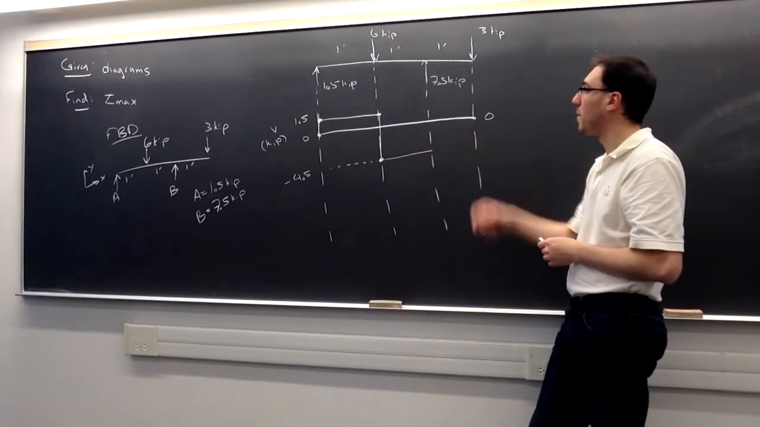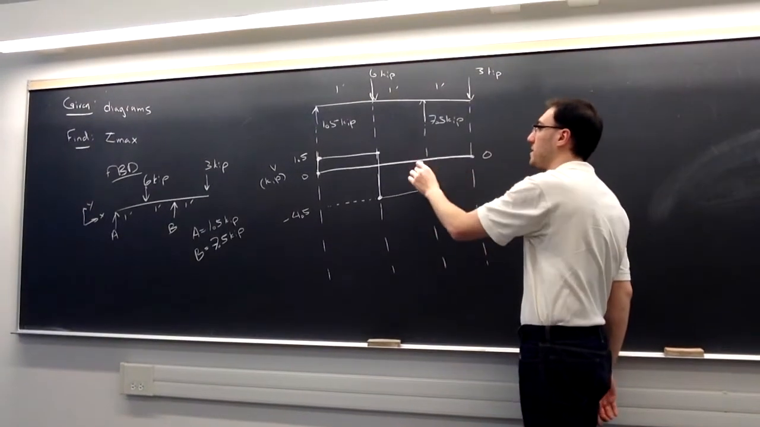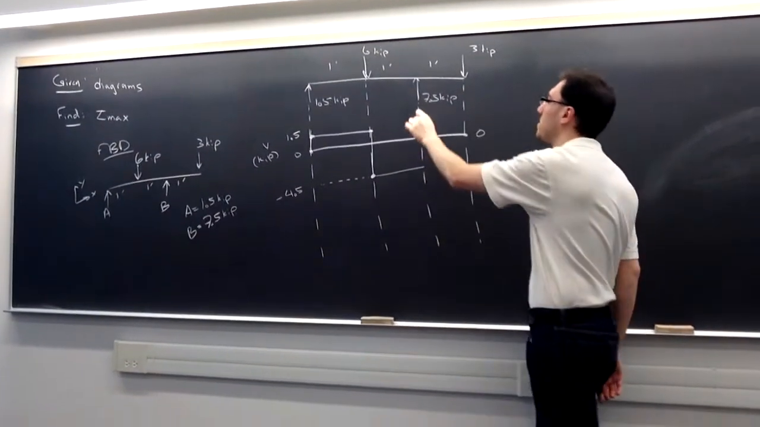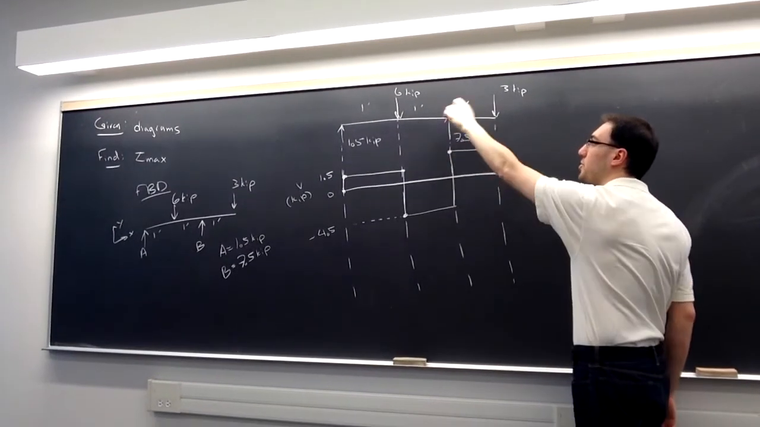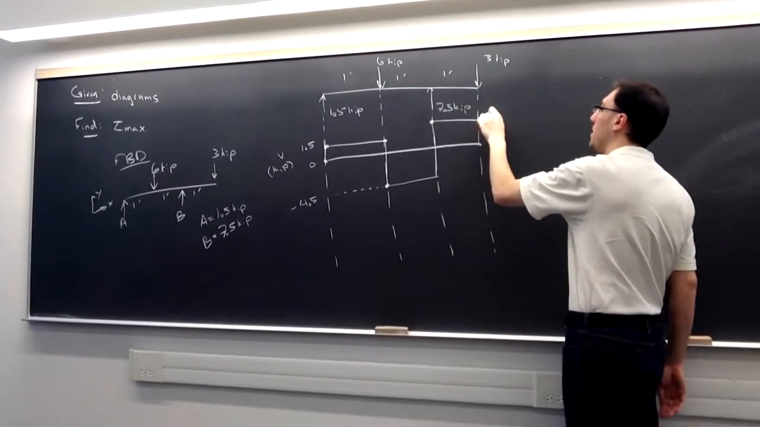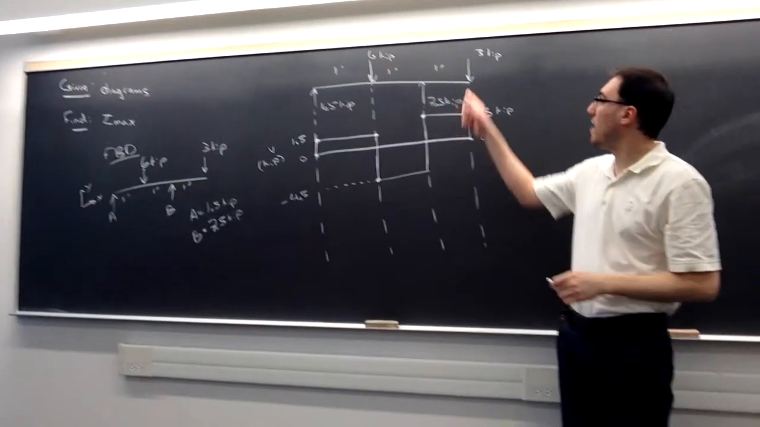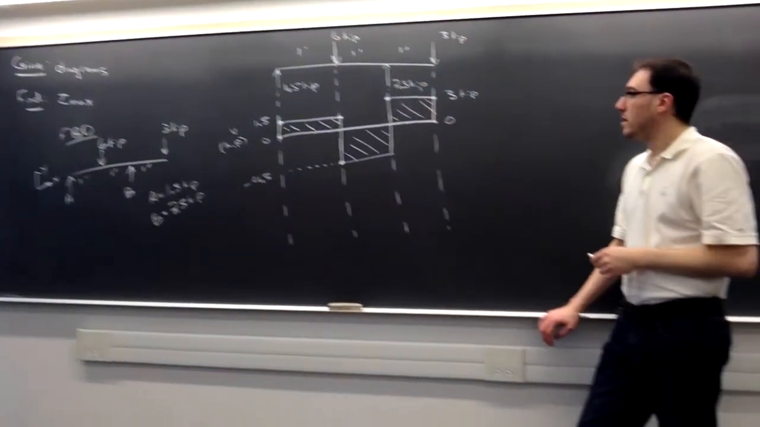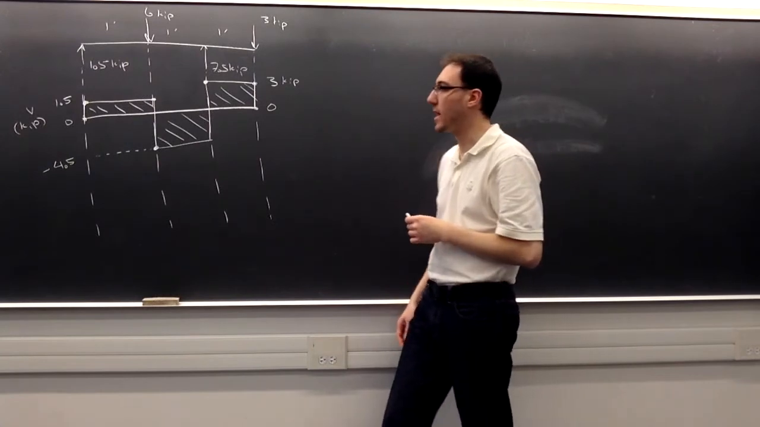2 feet in, I'm going to go up by 7.5. So negative 4.5 plus the 7.5 brings me up to 3. There's no distributed load here, so I stay at 3 kip. And then at the end, I have a point load of 3 kip, which will bring me back down to 0. So I start at 0, end at 0, so this presumably is the correct V diagram.